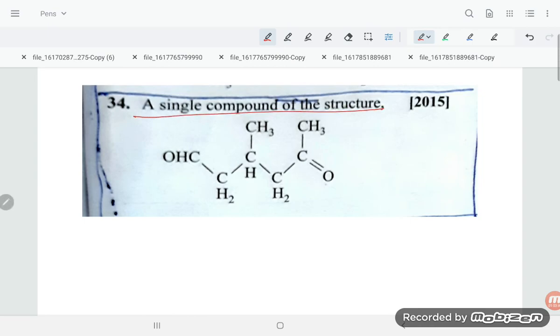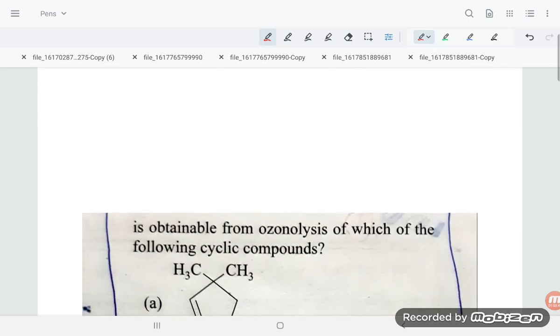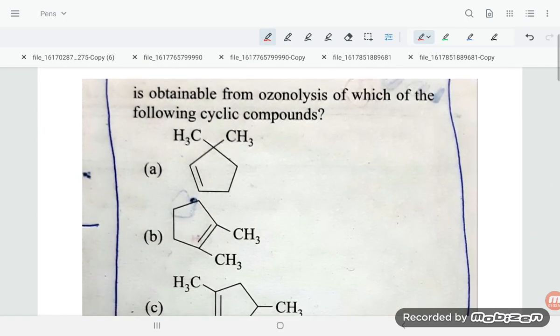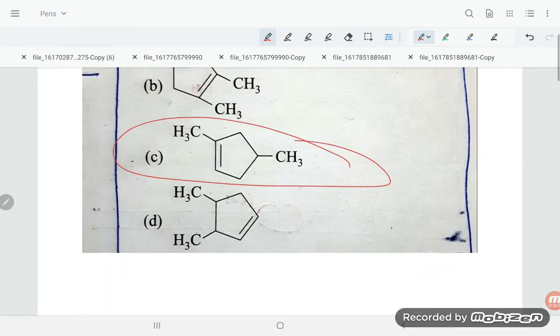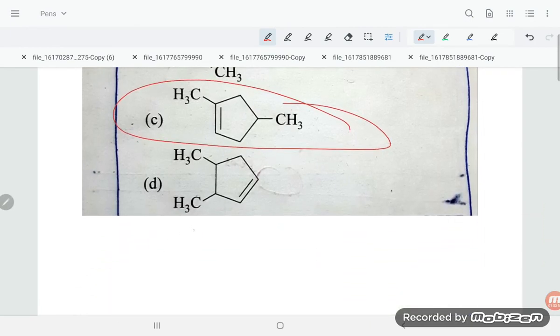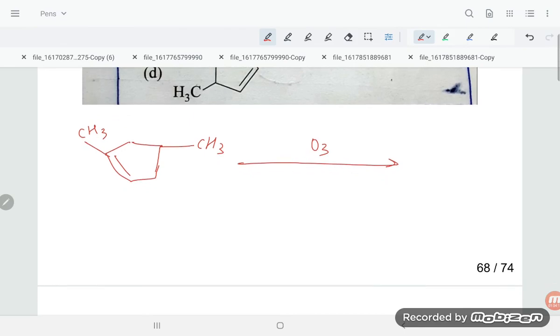A single compound of the structure. Okay, they are saying the question number 34. They are saying that ozonolysis they have done, students. Ozonolysis, of which you are doing ozonolysis, so that you can get that product. So let us move on. I am taking option C, student, and then I am doing the ozonolysis. Okay, so if you take this option, students, C, this is a 5-membered cyclic ring. Here is a CH3 group. Here is a CH3 group, and here is a double bond, and you are treating with O3. So what will happen, dear student? Here the bond will be splitting. Here is oxygen. Here is oxygen is going.